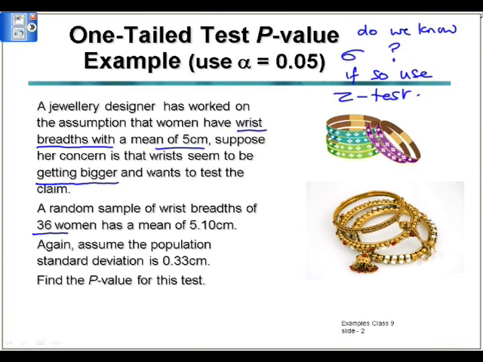So what we're considering here, when our concern in the claim is, is the mean still 5 centimeters, or is it bigger now? So the concern here is that the mean is becoming bigger than 5, the original claimed value. If we write that in symbols, mean is bigger than 5 is the way we would write it. So the complement of that statement would be the mean is less than or equal to 5.